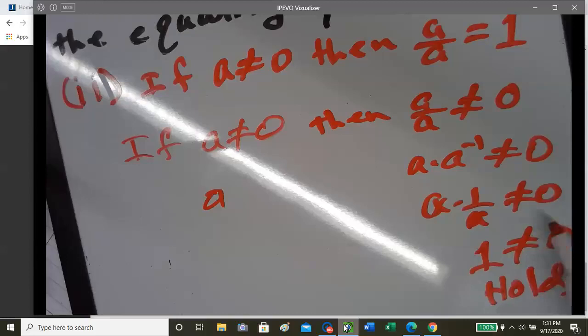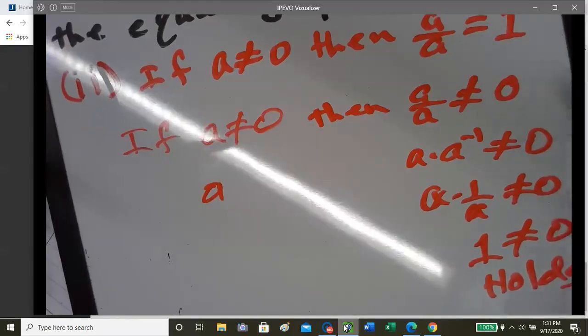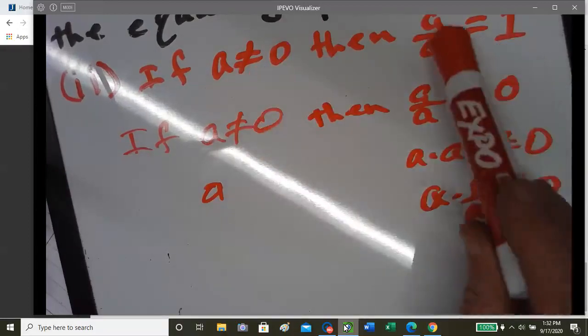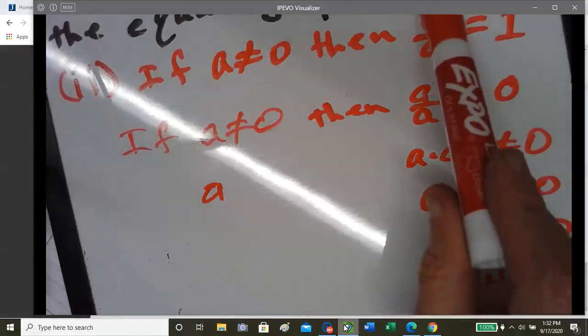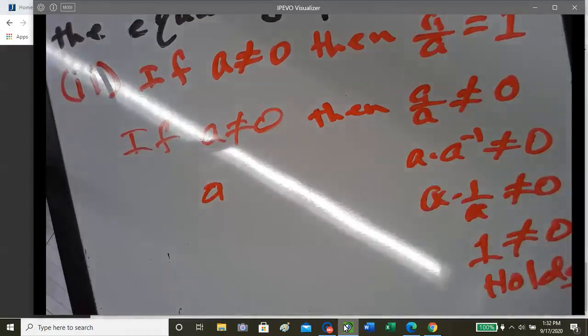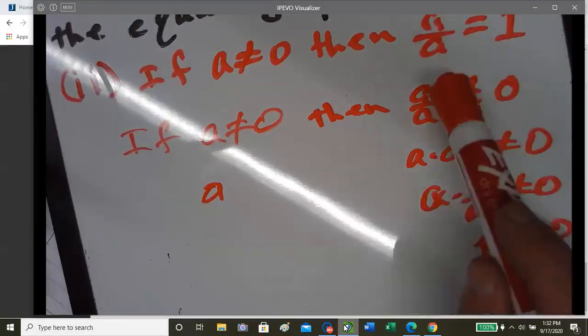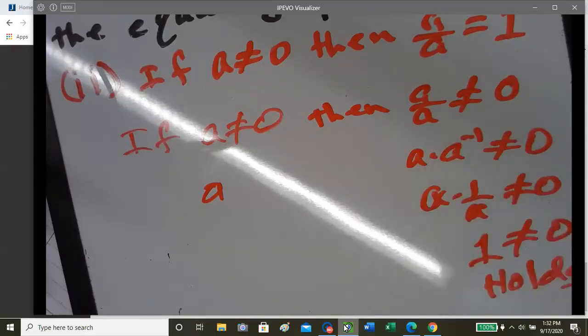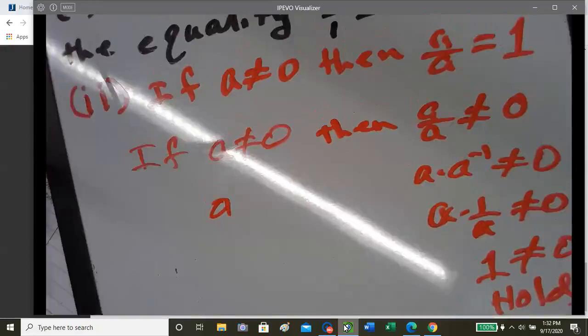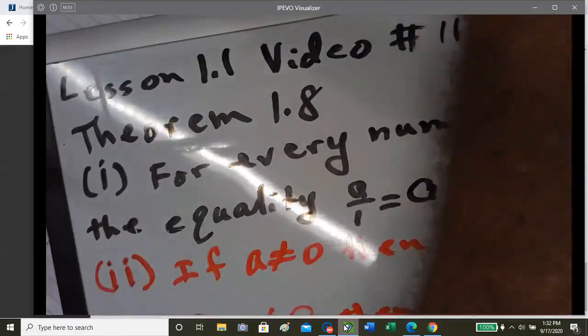Now, this would be known as proof by contradiction, where we're saying that if a doesn't equal 0, if we put in a over a, then we can't have 0 over 0 here. So we're saying a over a is a times reciprocal of a, comes out to be 1, and that holds. And so that's our proof. And that's all there is for that one.